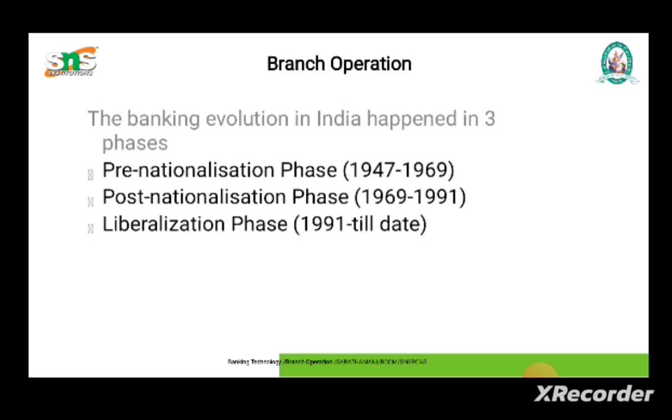In this, the positive impacts of nationalization are better outreach, increased savings, surged public deposits, increased efficiency, and empowered small scale industries, providing employment opportunities and improved agriculture sectors.